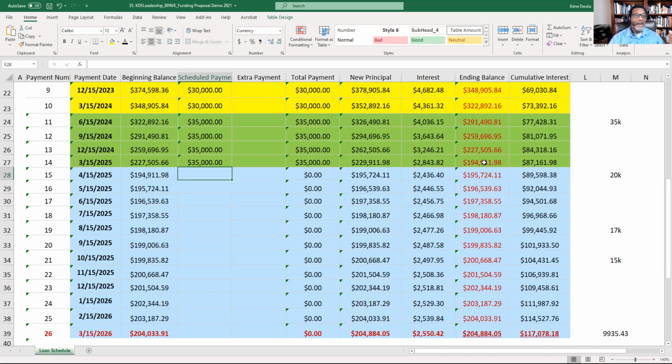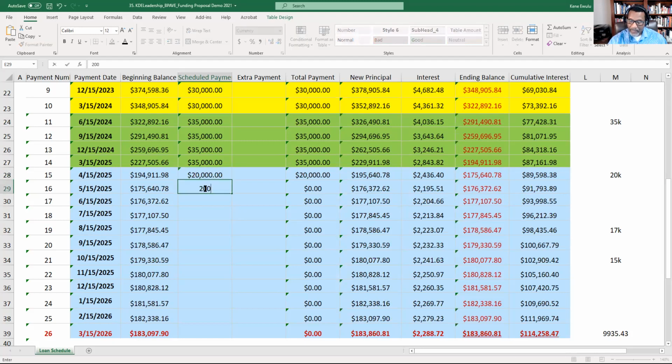Okay, so now by the 5th year, I'm going to be paying on a monthly basis. I've got 1 more year to pay back. I'm paying on a monthly basis. So let's say I tie it back a little bit to $20,000 per month.